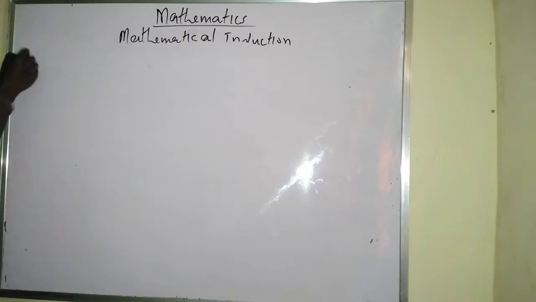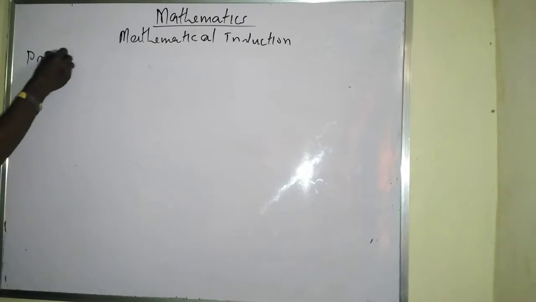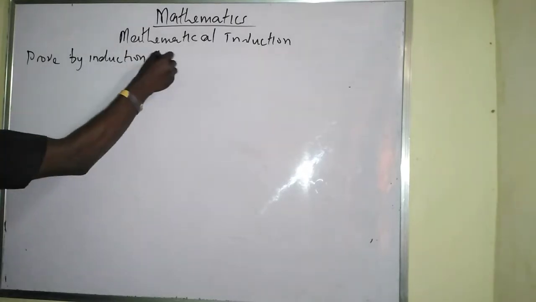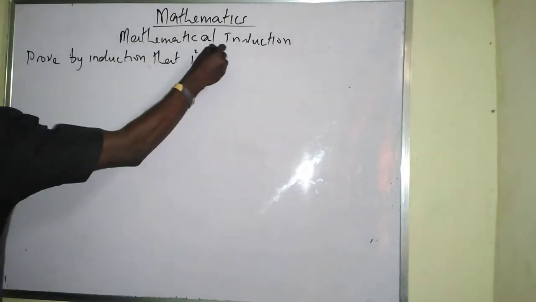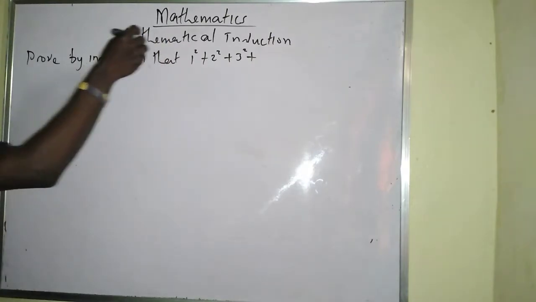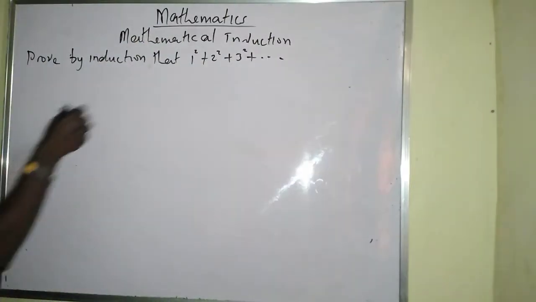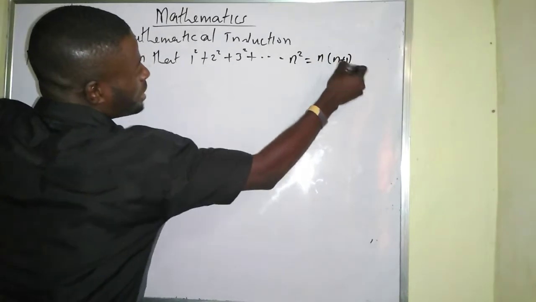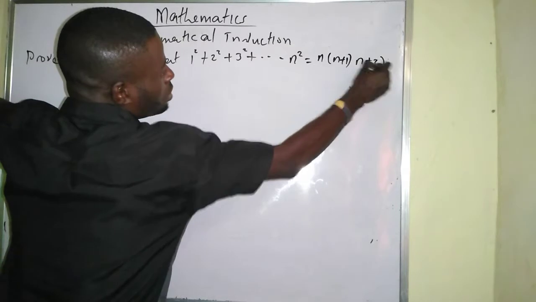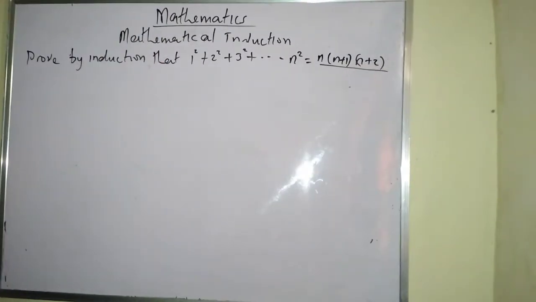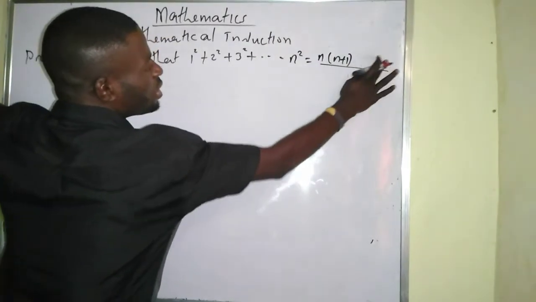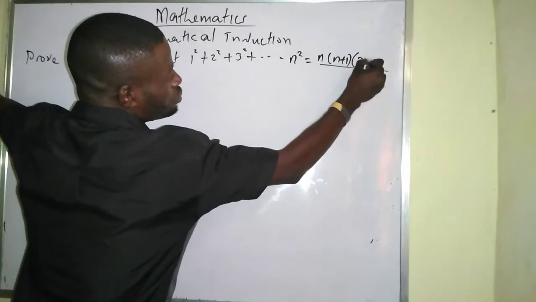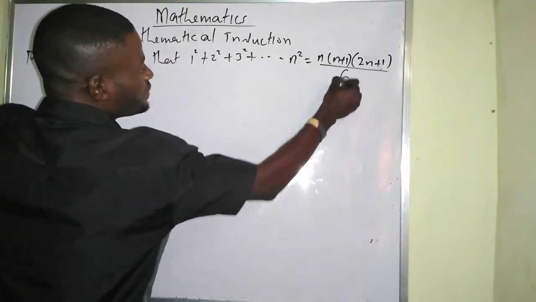Prove by induction that 1 squared plus 2 squared plus 3 squared plus, running to N squared, equals N bracket of N plus 1 bracket of 2N plus 1 bracket, all divided by 6.